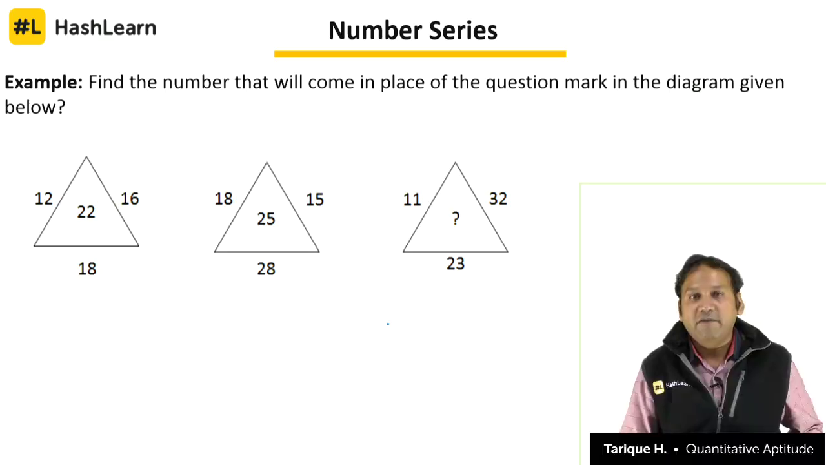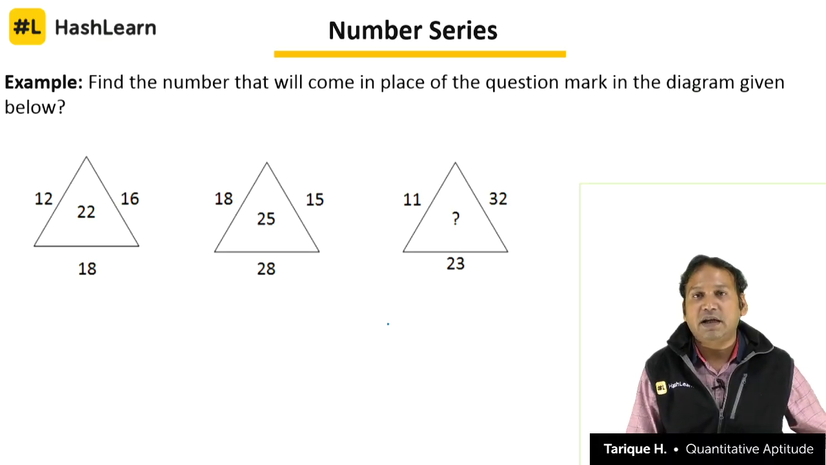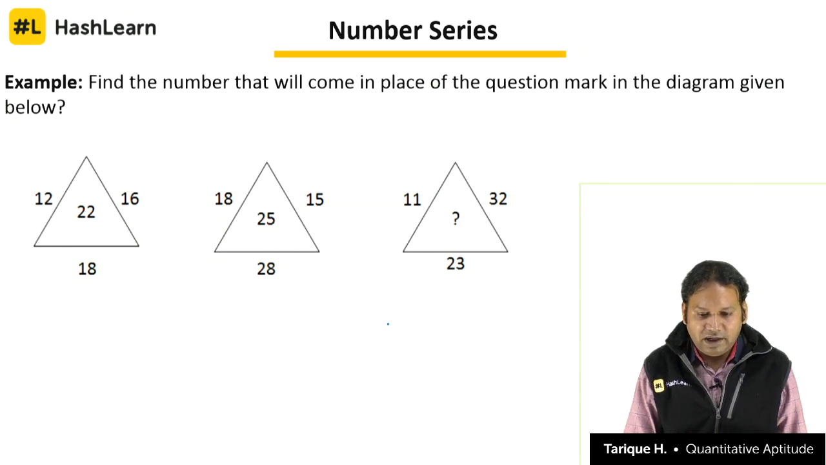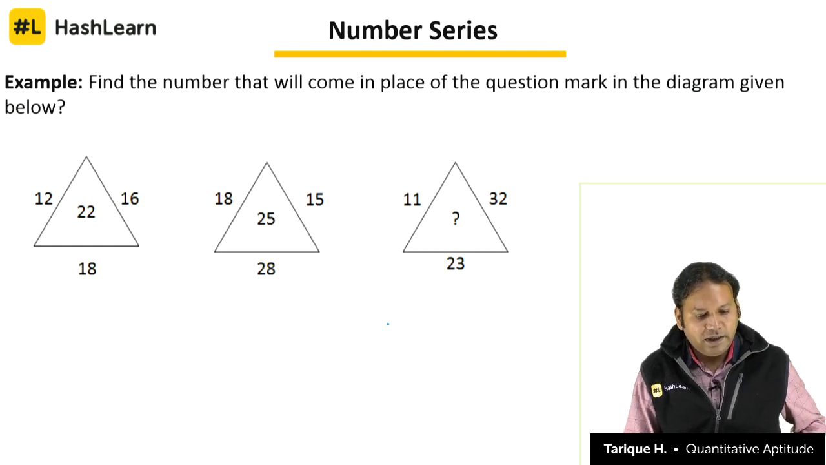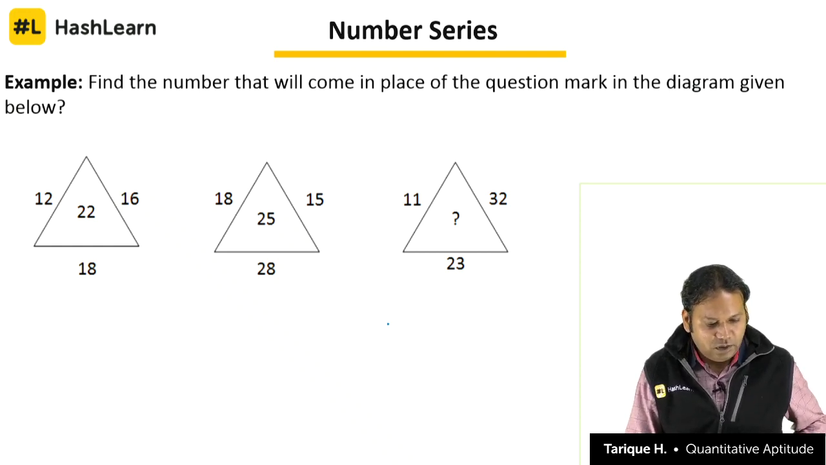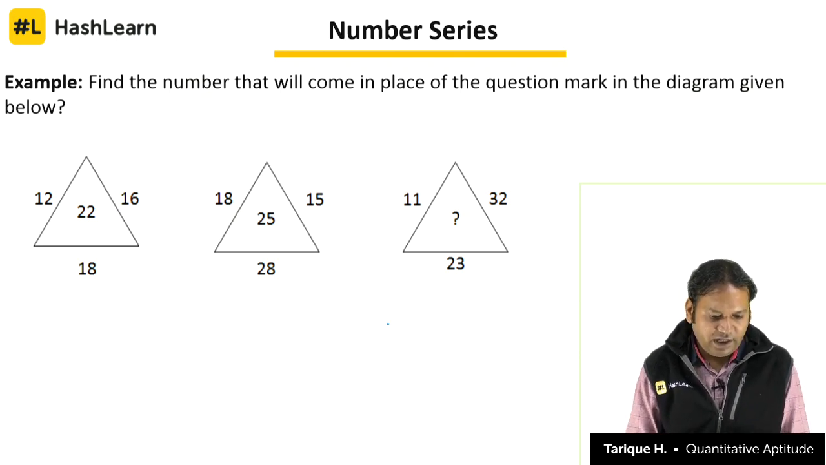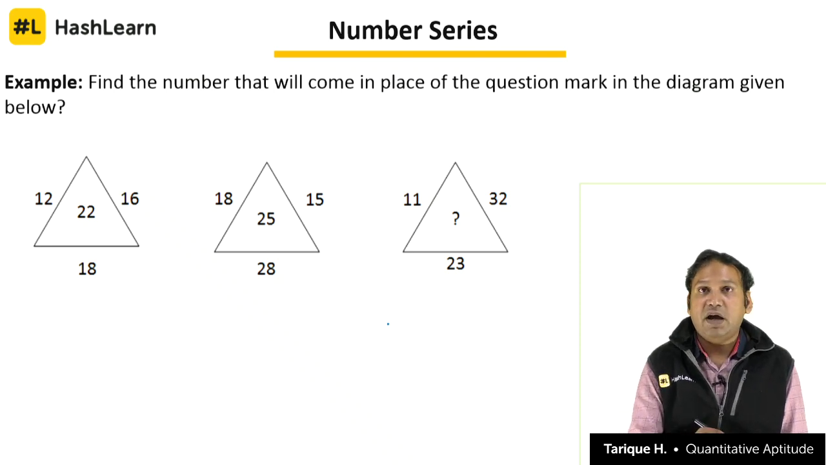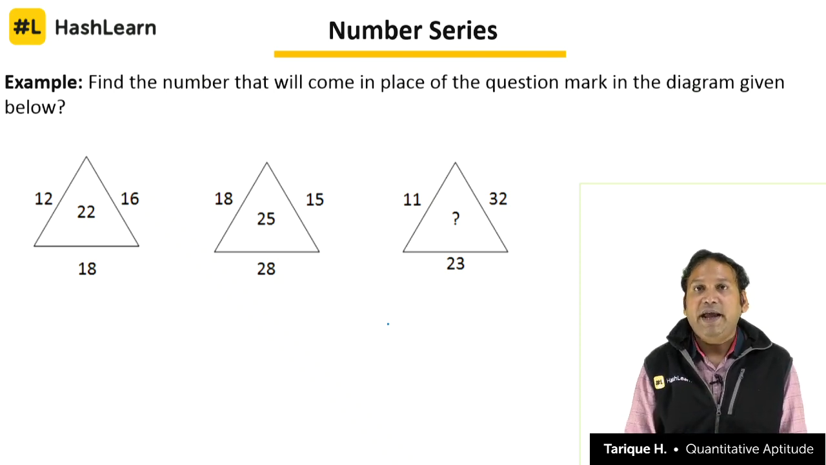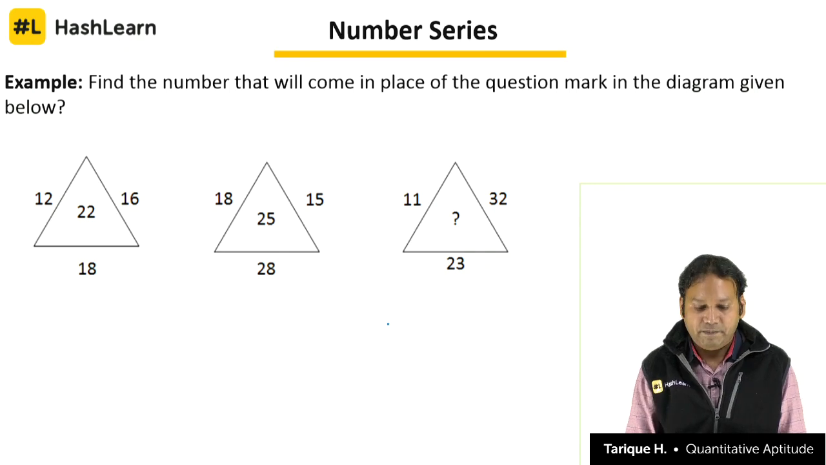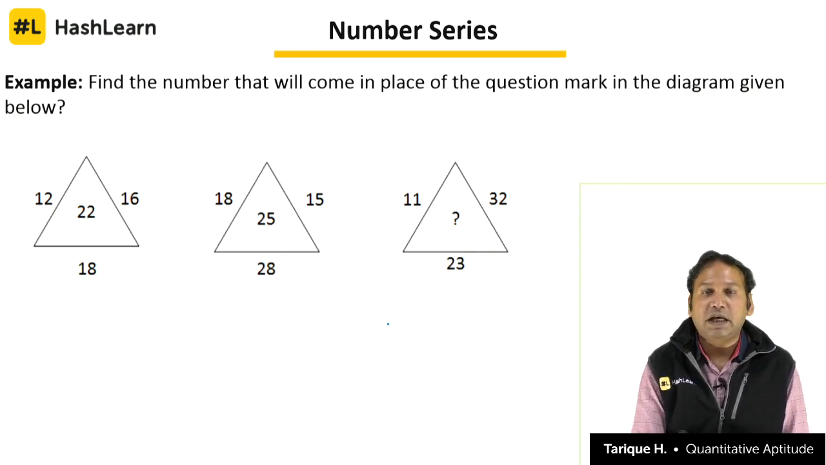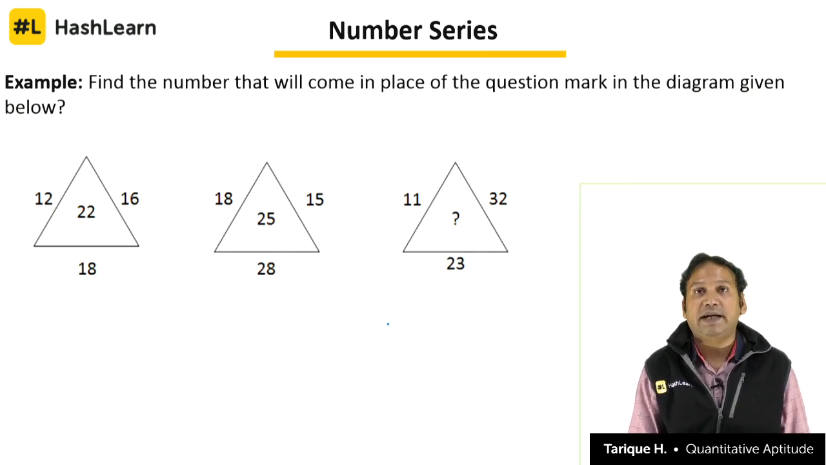Okay, let's go on with the question discussion for the class here. Find the number that will come in place of the question mark in the diagram given below. We have different numbers here, and in that we have a triangle. So it's a diagram based question. We have a triangle given to us, 3 numbers are on the outside of the triangle and 1 number is inside. So how these numbers are linked, that is what we have to understand.